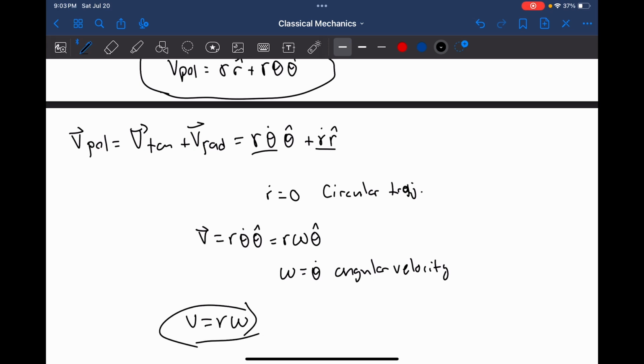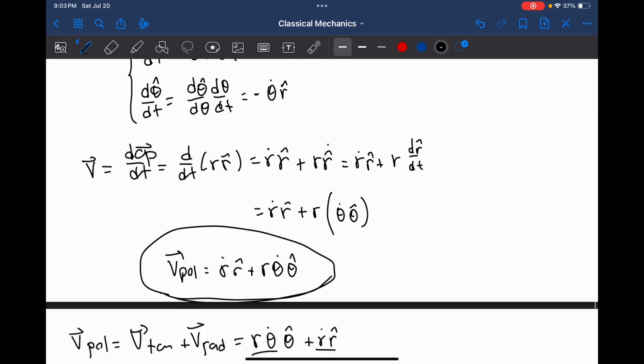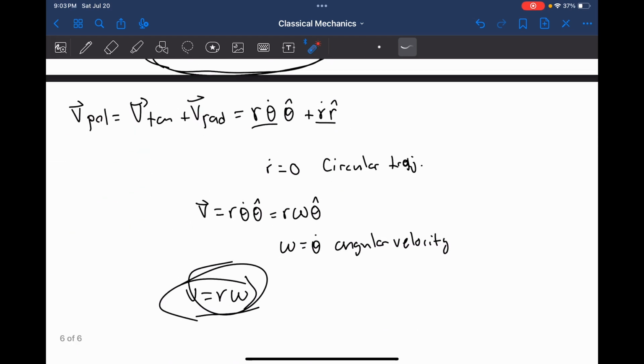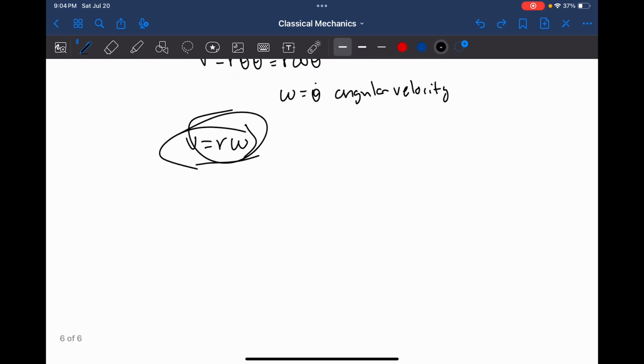This is one of the cool things about this class. In intro physics, you're like, oh, circular motion, I'm going to memorize this equation. But really, in this sort of physics, what you should be memorizing is this expression right here, the velocity in polar coordinates. And then think of the circular trajectory, v equals r omega, as a special case of this expression when r dot, the time derivative of the radius, is 0.